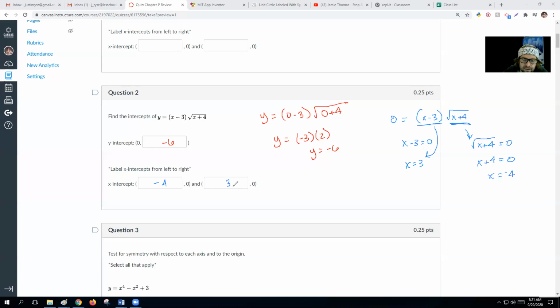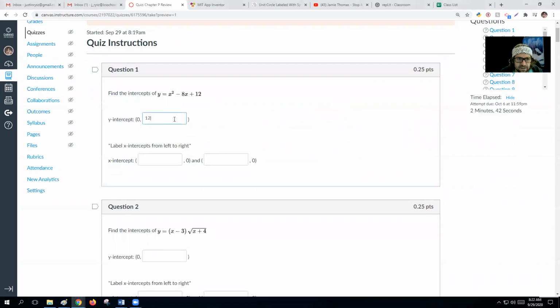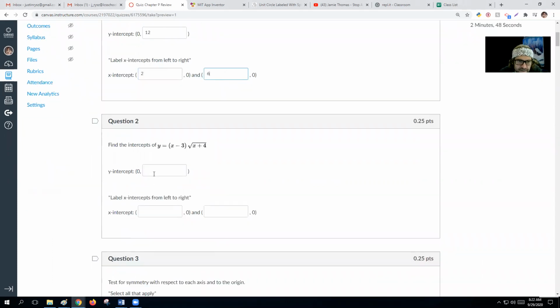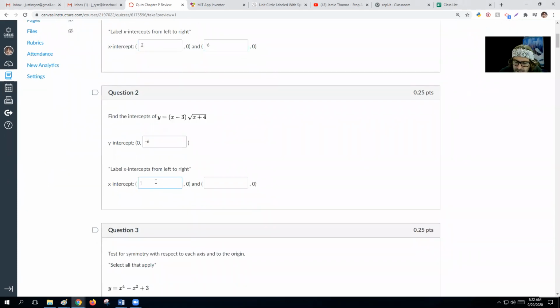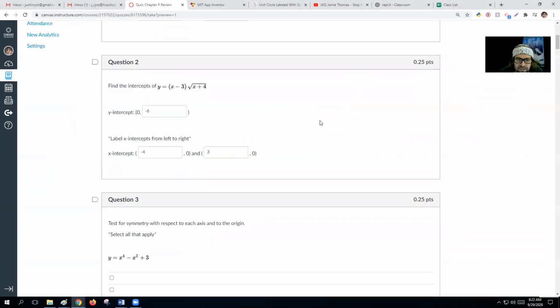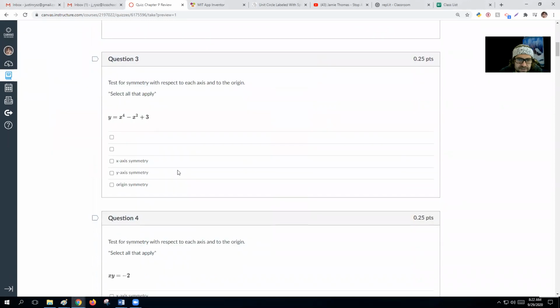You know what I should do? I should plug in these answers to see if I am getting them right. What was this one again? This was at 12, and this one was at 2 and 6, I believe. Yeah. And then this was negative 6, and this is negative 4 and 3. You got to put in the right order, negative 4 and 3. All I'm doing is double checking that my answer key is set up for when you guys take this. Ooh, okay, so there's a problem I do need to change. Let me go ahead and pause this video and I'll fix this here.